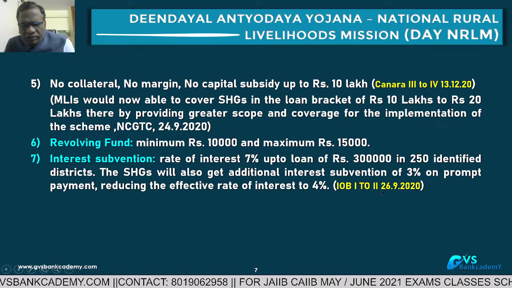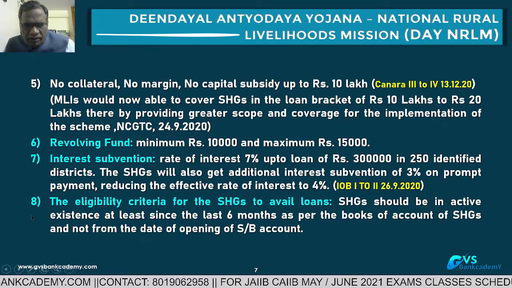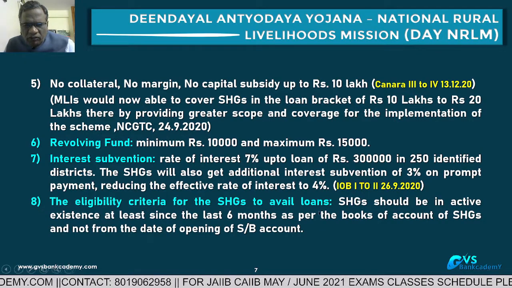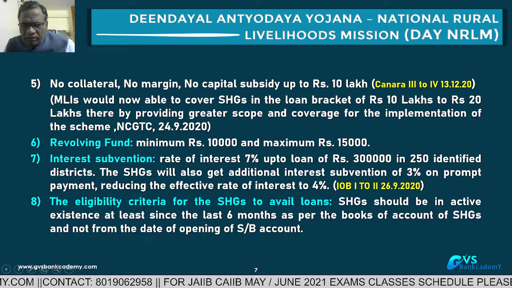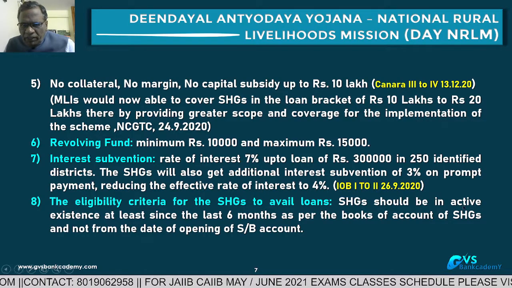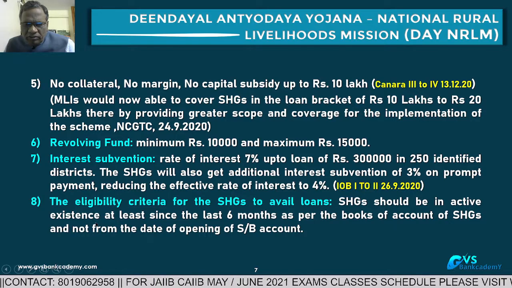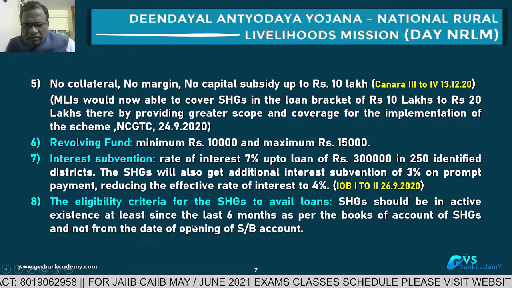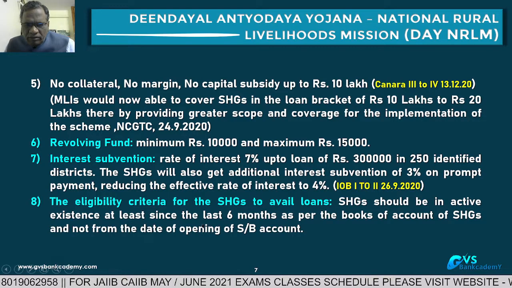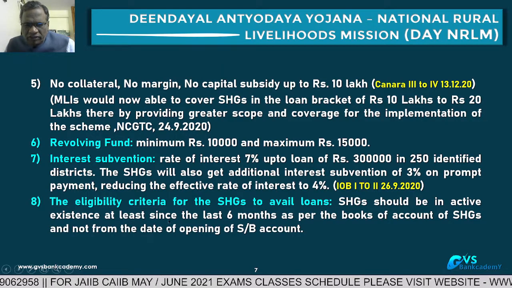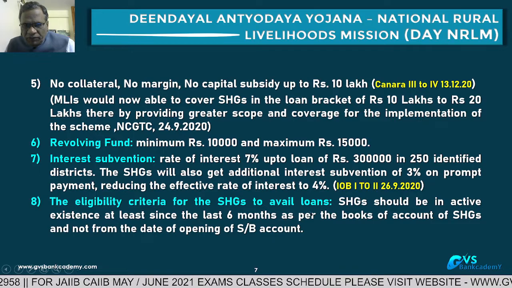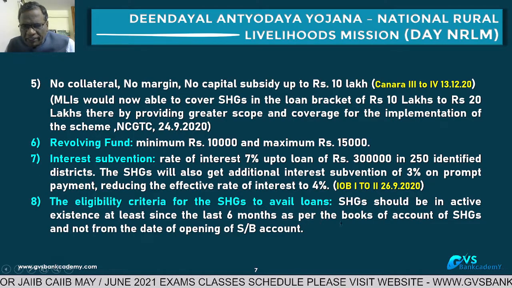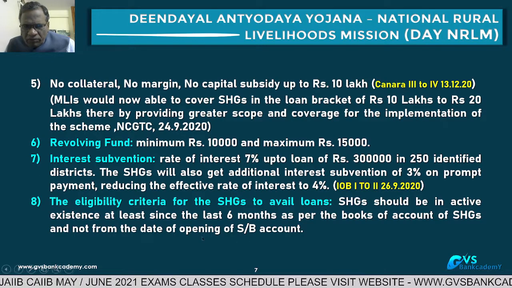This is also an exam question. And the 8th point, the eligibility criteria for SHGs to avail loans. What are the eligibility criteria? The self-help group should be in active existence, at least for the last 6 months as per the books of account. So, SHG existence has to be verified as per books of accounts, not from the date of opening.